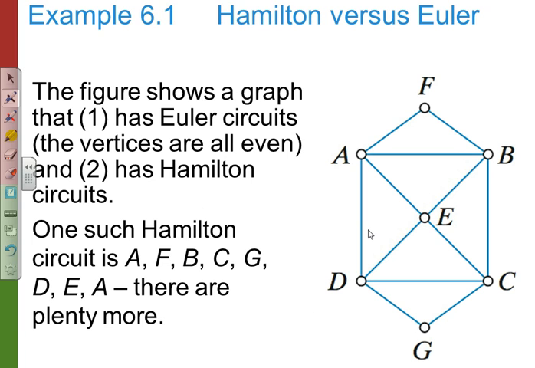So I show a graph where every vertex is even. An Euler circuit can be there, and it also has a Hamilton circuit. One of them goes A, B, C, D, E, G. There are plenty more. So I can make a circuit like that. There's more than one.